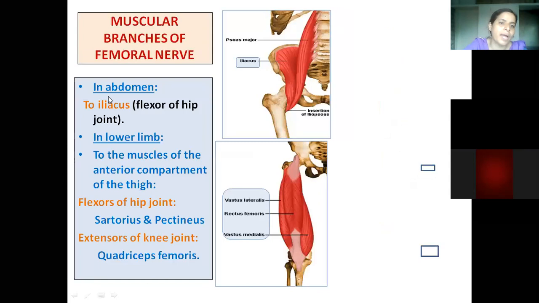Just now in the abdomen I said we have the psoas major muscle, right? This is the psoas major muscle, which you can see originating from the lumbar vertebrae and getting inserted into the lesser trochanter. This is iliacus, iliopsoas. They are actually supplied by the femoral nerve. We know it is also supplying the muscles of the anterior compartment of the thigh. Not only that, the femoral nerve also supplies pectineus. All these muscles together we call quadriceps femoris.